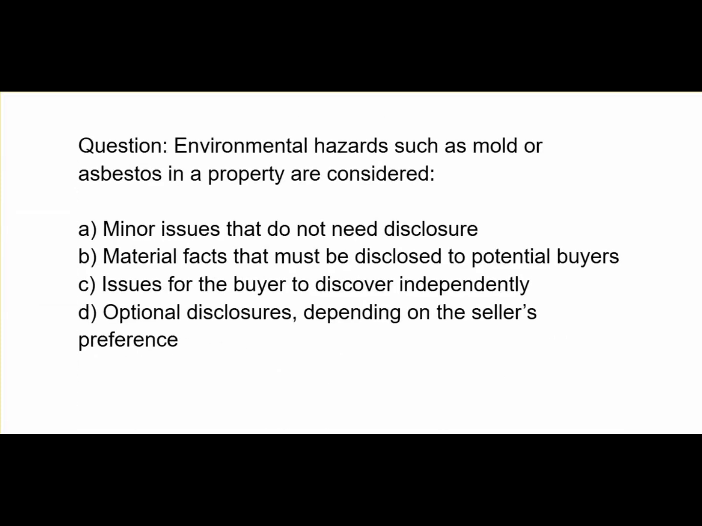Environmental hazards such as mold or asbestos in a property are considered A, minor issues that do not need disclosure, B, material facts that must be disclosed to potential buyers, C, issues for the buyer to discover independently, D, optional disclosures depending on the seller's preference.